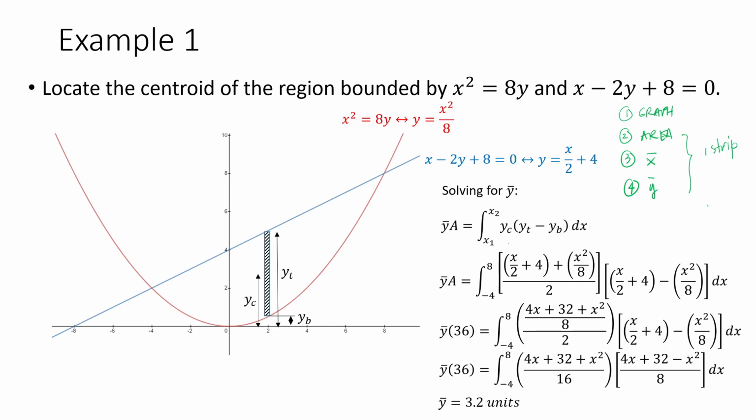If you're going to use a vertical strip for the area, then bar x and bar y should also be done with a vertical strip. If you're going to use a horizontal strip, then use a horizontal strip for the area, bar x, and bar y. So you have to be consistent. Only one kind of strip is to be used in this type of problem.